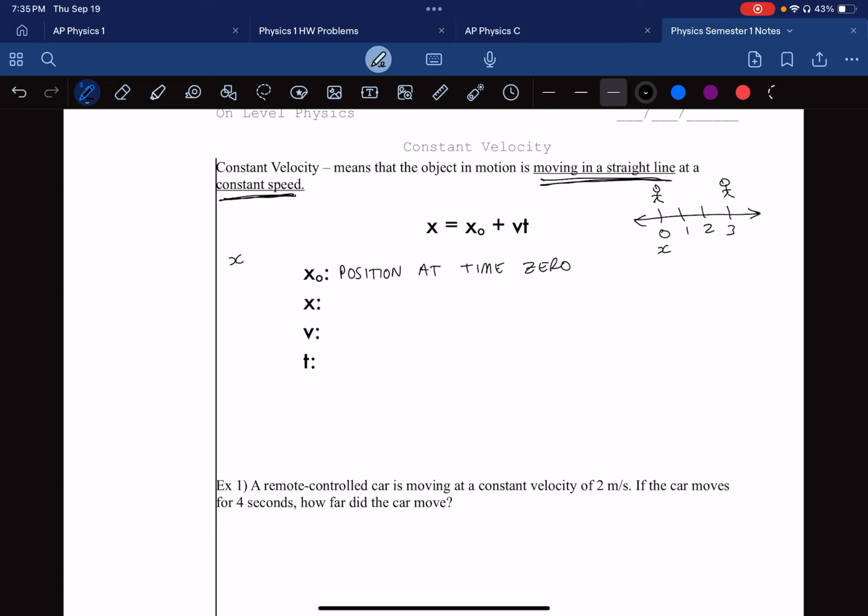So this is called x naught. That's how we say it. You can also just say x0 for this one here. We're talking about this one. And the person moved over here. So this would be x naught. This would be x. X is the position of some object at a later time.